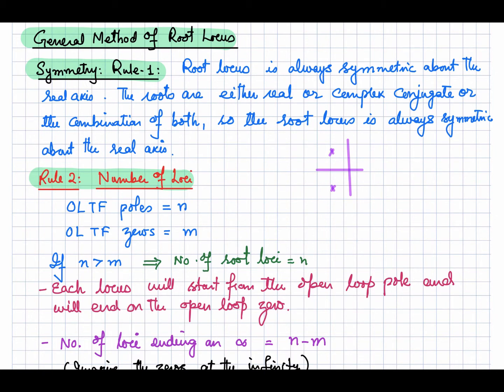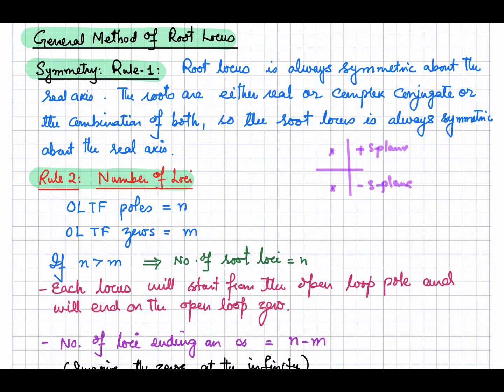Whatever you observe in the upper S plane, the same will be observed in the lower S plane, right? So the root locus in the upper S plane and in the lower S plane will be mirror images of each other. So the root locus is always symmetric. Okay, that is the first rule. So if you get the root locus in the upper S plane, you can just take the mirror image of that to get the root locus in the lower S plane.